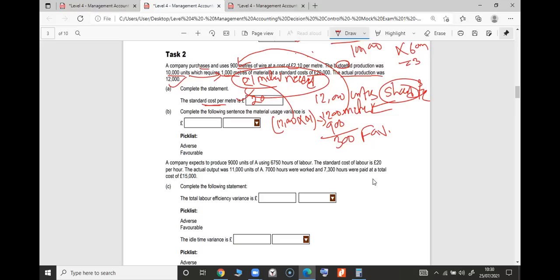Next question. Now we can jump into the question. B, complete the following sentence of material usage variance. Undoubtedly, usage is favorable by 300 meter, and it is favorable. We can write F here, FAV, favorable. How much is the money? How do you get the money figure? How much is the money?